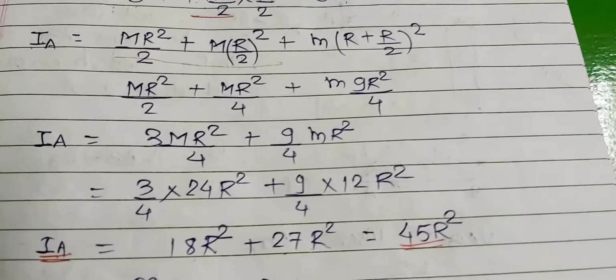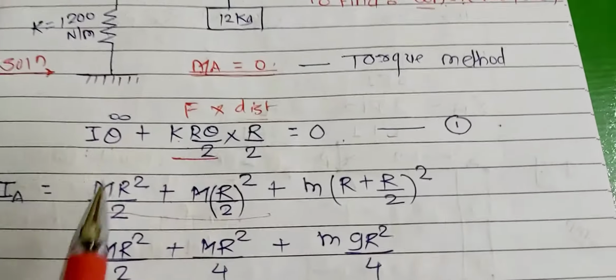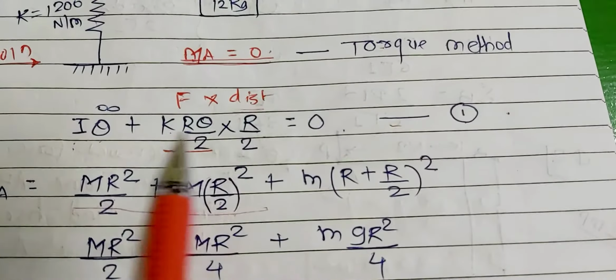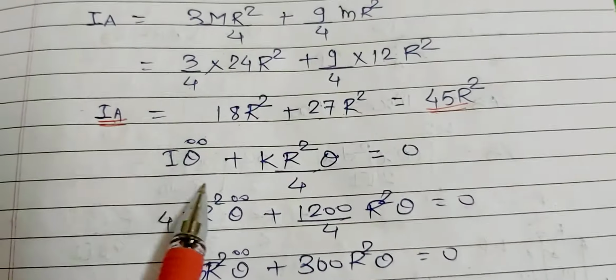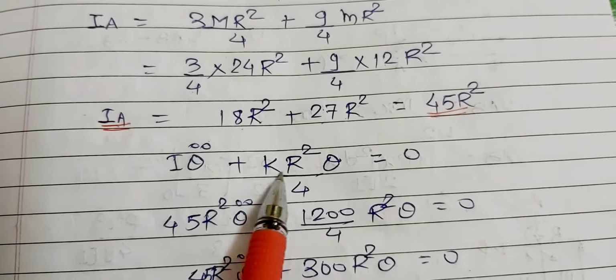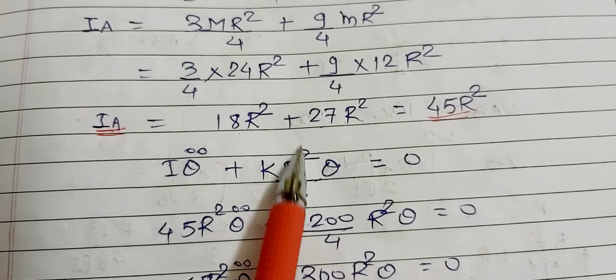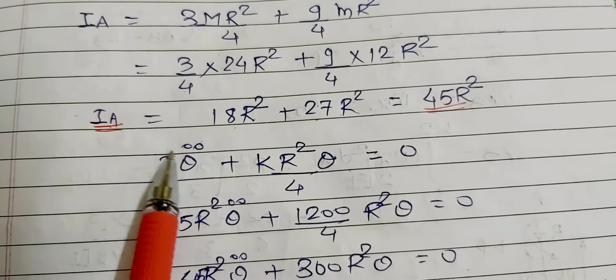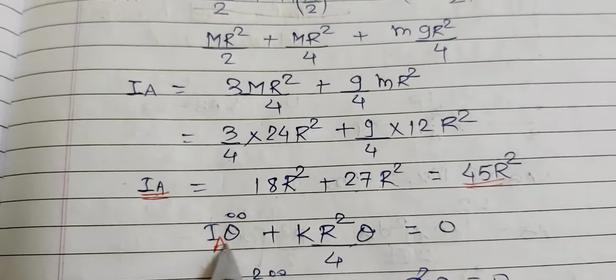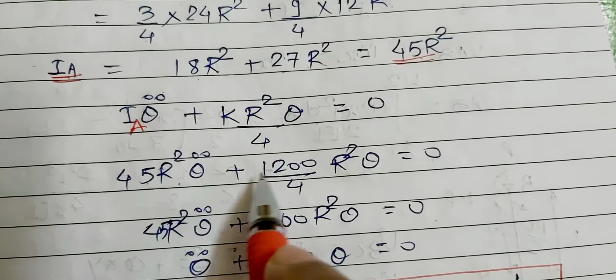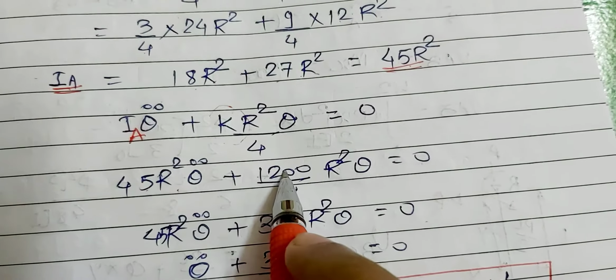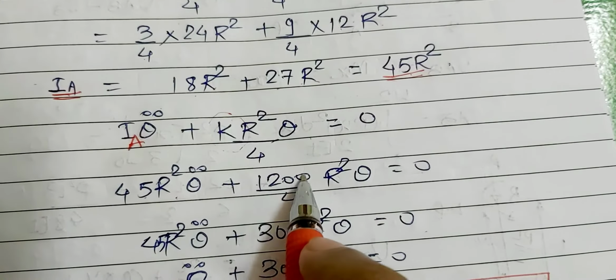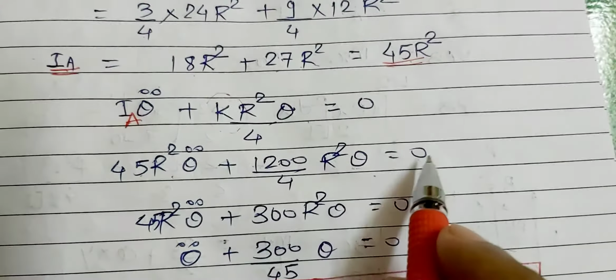Now we have to put this I A in our first expression: I theta double dot plus k r square by 4 theta is equal to 0. But what is I? I is 45 r square. Just putting in the values, again the stiffness of the spring is provided as 1200, so that is 1200 by 4, r square into theta, is equal to 0.